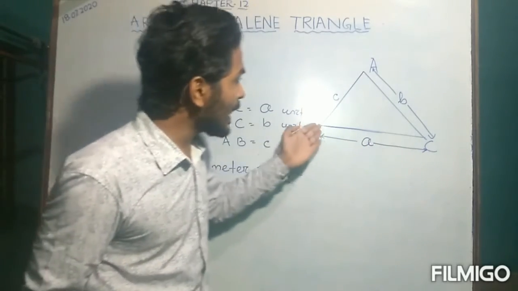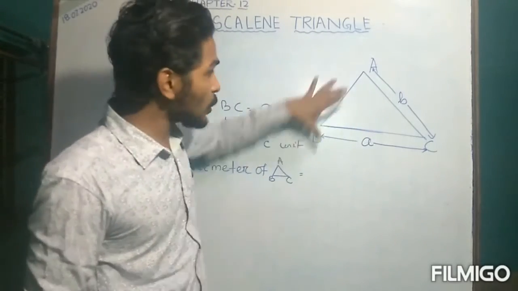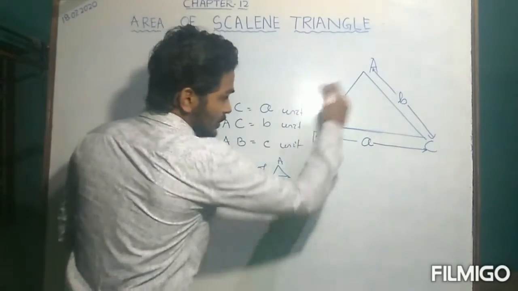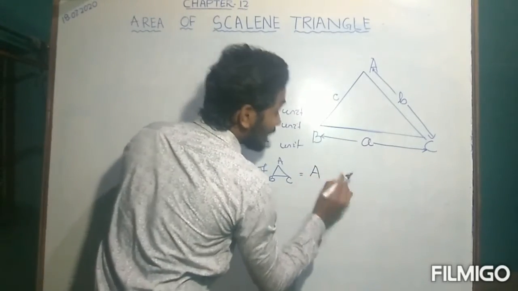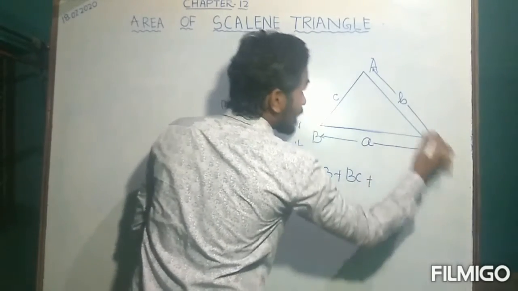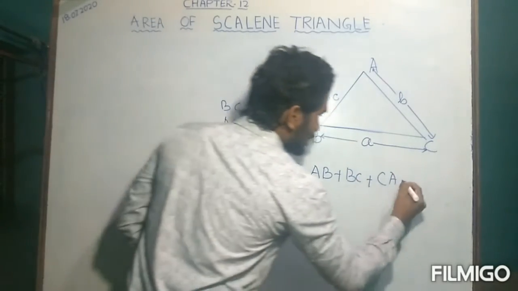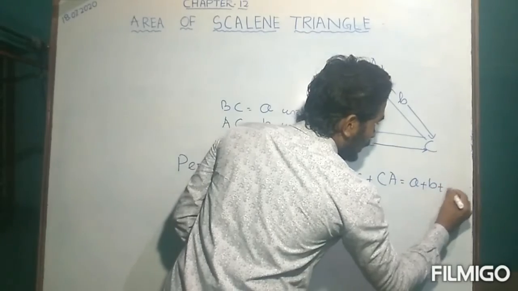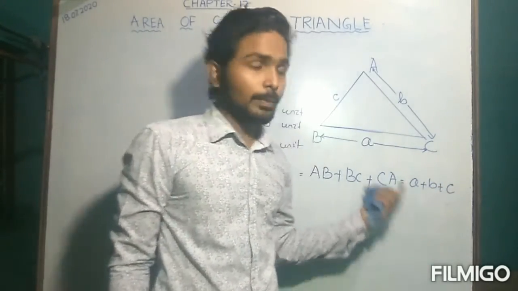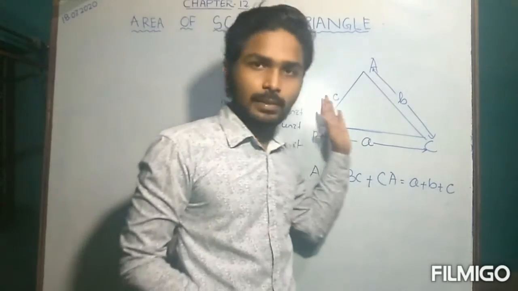So in order to fence it, how much length is required, or the sum of all the sides. The sum of all the sides is called the perimeter. So it has three sides, so we need to find that sum. That is AB plus BC plus CA. This is the sum of three sides, or you can say this is a plus b plus c. So this is the perimeter of the triangle. Perimeter means the sum of all the sides, or the length needed to fence it.